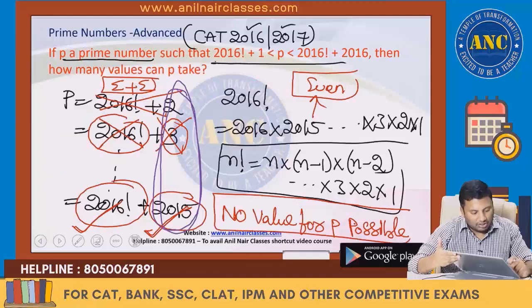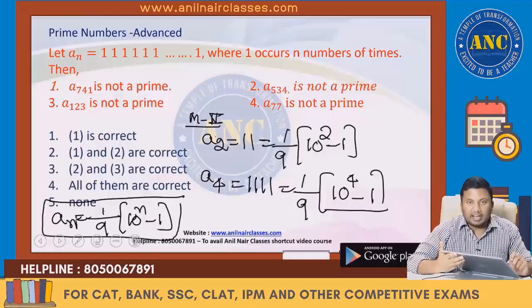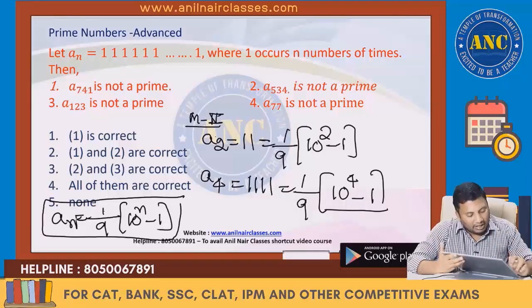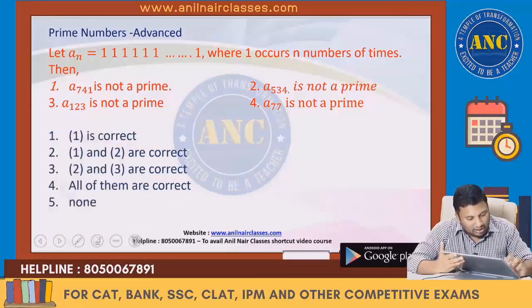Now see the questions. Idea clear? An is 1 by 9 into 10 power n minus 1. Now we will solve this question.